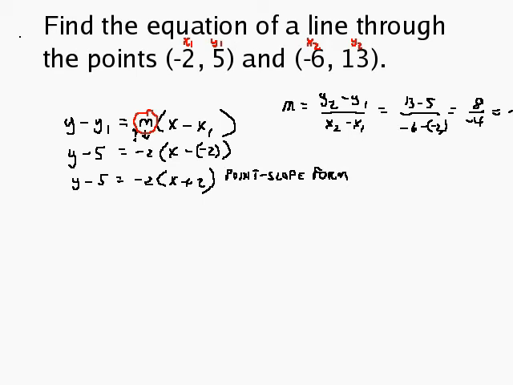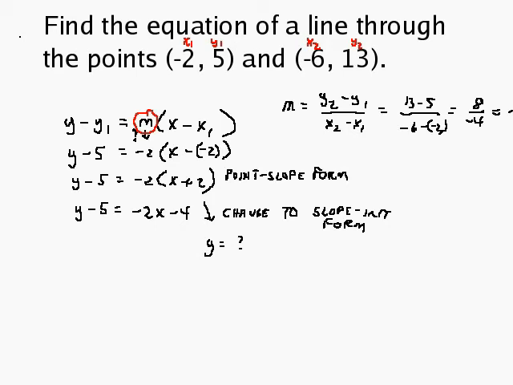Now, let's change to slope-intercept form. And again, if you look at your handout, it just says solve the equation for y. So we're going to, again, distribute. We're going to say y minus 5 equals -2x minus 4, distributing. Add 5 to both sides. And we will get y equals -2x plus 1.